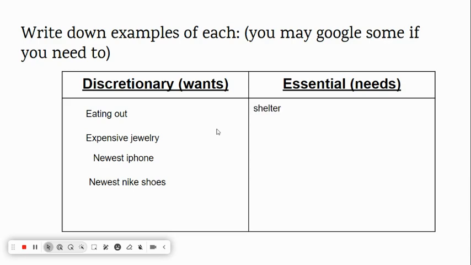Essential is going to be shelter, water, food, utilities, car, bus or trolley pass. You'll notice that there's food in essential and there's food in discretionary. Food at home is going to be essential. The ability to go out and tip somebody who's a waiter or waitress and get food prepared for you, that's more of a privilege or a want, so that's why that's in discretionary.